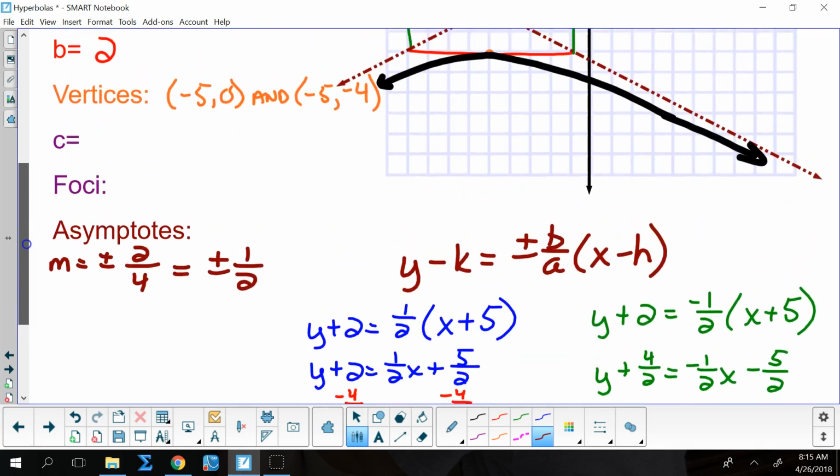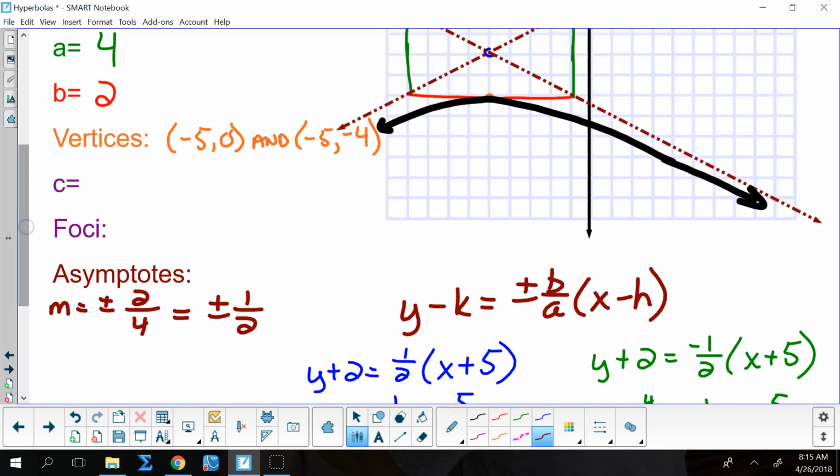Then we have to find our foci. What is the secretive formula that we use in order to find the foci? So c squared is going to equal a squared plus b squared. A squared was 16. B squared was 4. That's going to be c squared is 20. So if I take the square root of that, I get the square root of 20, which is 2 times the square root of 5.